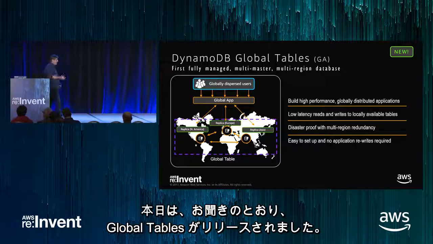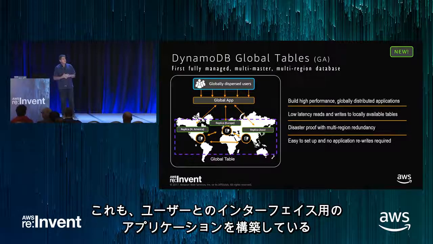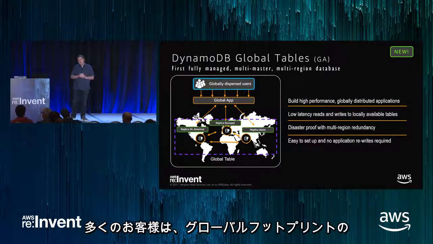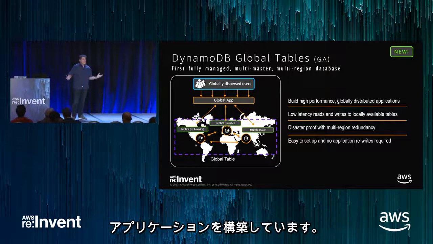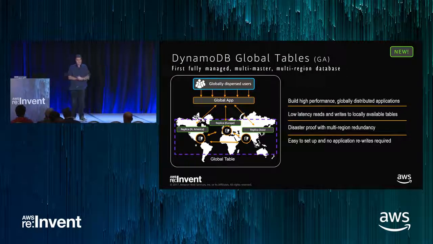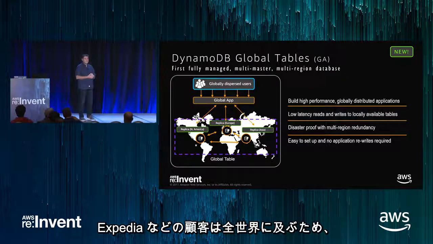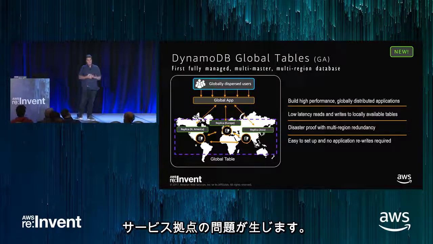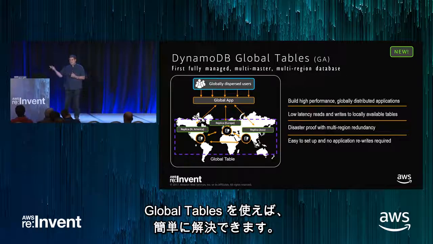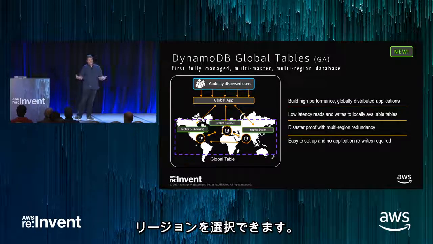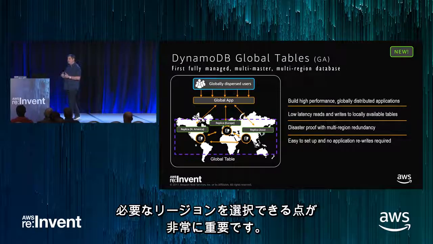And as you heard, today we announced global tables. And again, this is in response to a lot of our customers who are building applications to interface with their customers. Many of our customers are building applications with a global footprint. So as Sean was talking about, somebody like Expedia, their customers are all over the planet, so where do you serve them from? With global tables, it's really easy. As Joe showed, you can create a table. With a few clicks, you select the regions that you want to replicate to. And of course, this is really important because it's the regions of your choice.